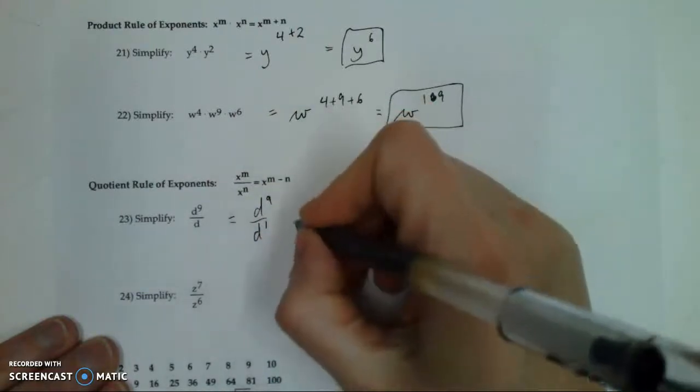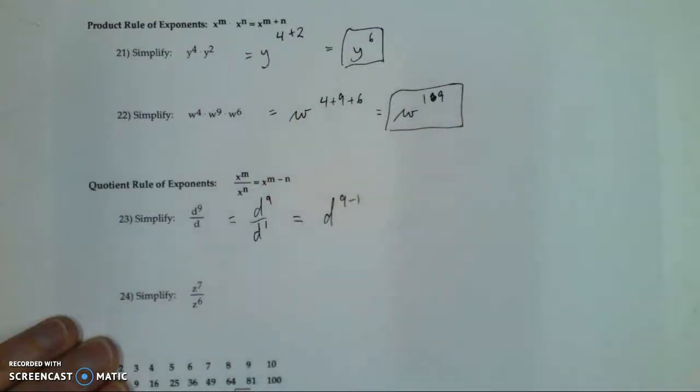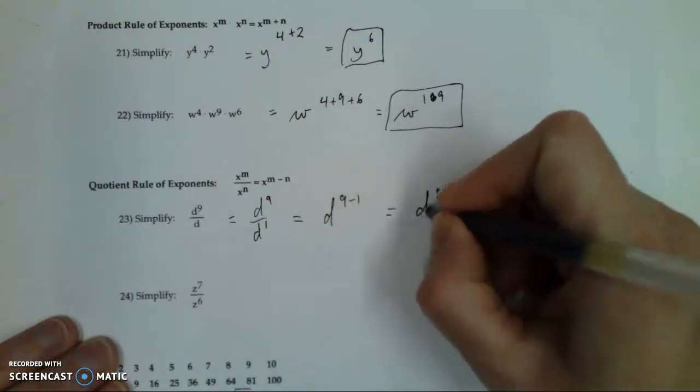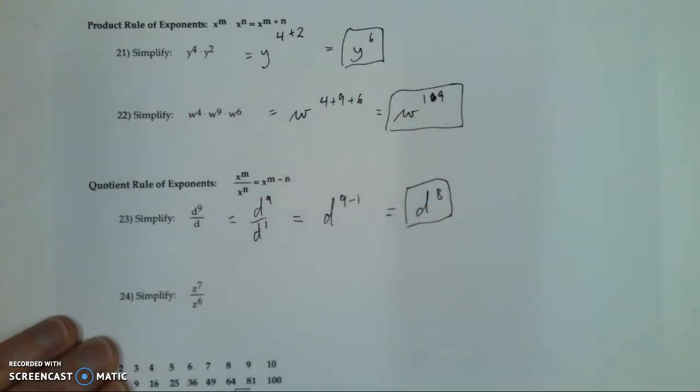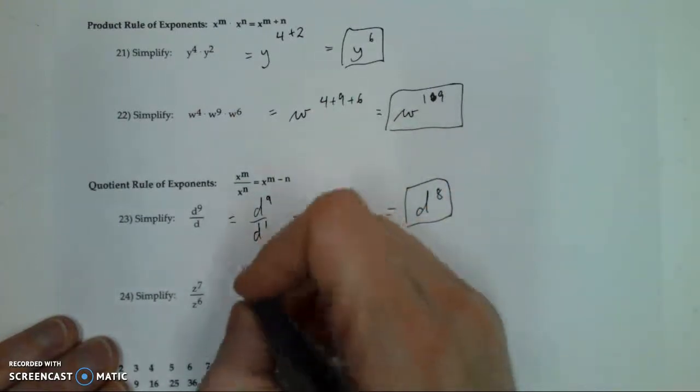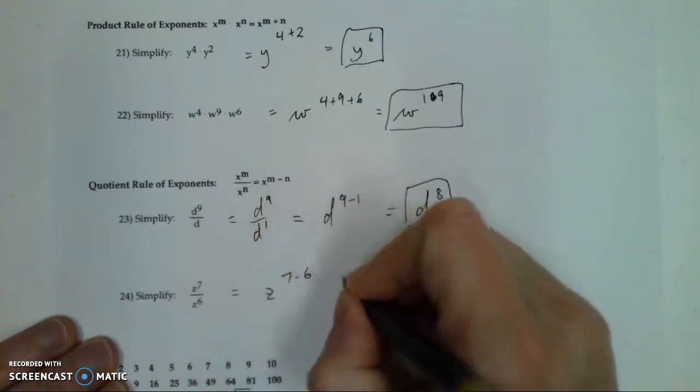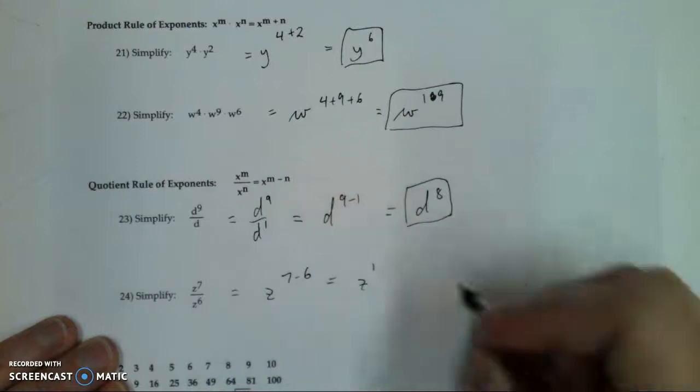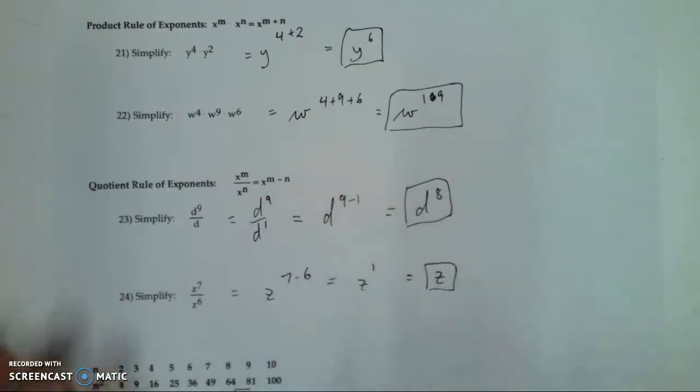So those d's are the same, and I'm dividing, so that means I'm going to subtract those exponents. So here I get d to the power of 8. Similarly, the next one, they are divided, so I am subtracting those exponents. 7 minus 6 is 1. And remember, if we get a 1 exponent, as mathematicians, we're very lazy, so we generally don't bother to write it down. That has an understood 1 on it. So that is our quotient rule for exponents. You might have seen in other math classes that there are other exponent rules as well. We are not going to worry about them for this class. Those are the only ones we need to know.